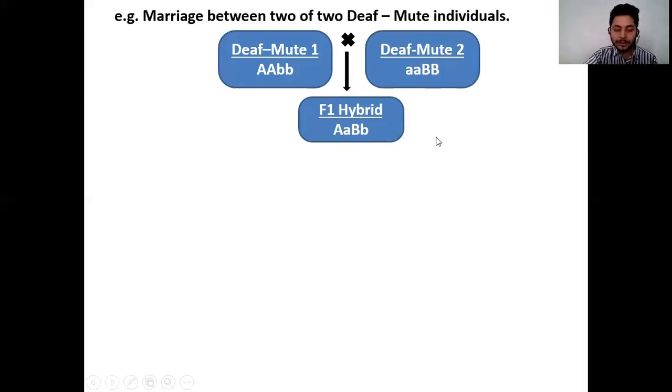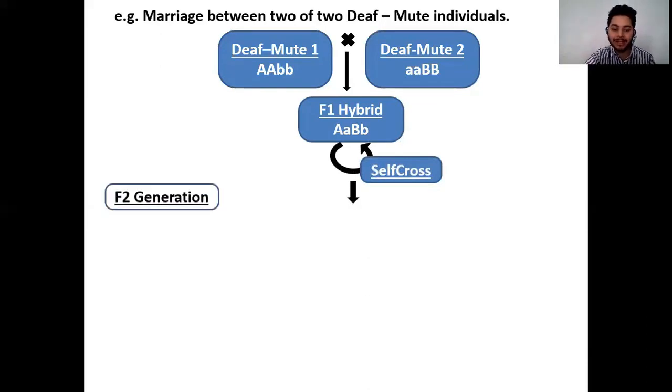Now, if two such F1 hybrids are crossed with each other, such a phenomenon is called self-crossing. If self-crossing is taking place between two such F1 hybrids, then the next generation that you get is called the F2 generation, or the second filial generation. Now when two such F1 hybrids are crossed with each other, you get four types of gametes. For example, one of the four types of gametes that you get is from this first F1 individual. So here you get four types of gametes.